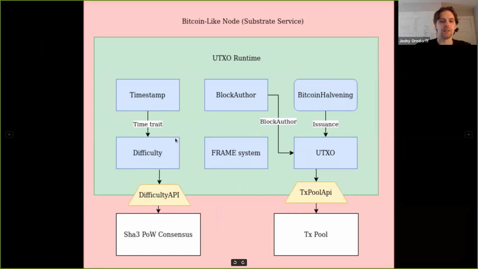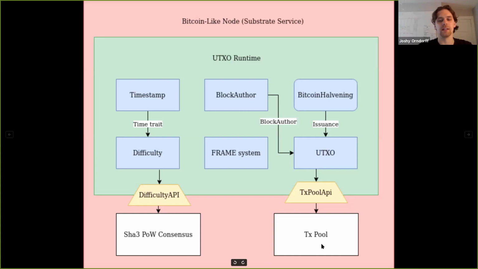Right, so here's the difficulty palette, and it communicates with the SHA-3 POW consensus, that's what I was just showing you, through this runtime API called difficulty API. This is super analogous to what Nicole showed us earlier, where the UTXO palette communicates with the transaction pool through this transaction pool API. So any runtime API, like these yellow trapezoid things, these are ways for the outer node, stuff that lives in the pink part of the node, like the transaction pool or the SHA-3 POW consensus, to call into the runtime and say, yo, runtime, tell me some data that I need.